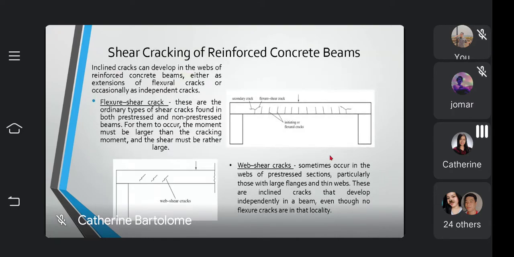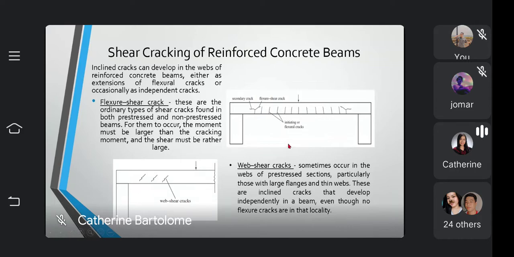So let's look at the different shear cracks of reinforced concrete beams. Inclined cracks can develop in the webs of reinforced concrete beams either as extensions of flexural cracks or occasionally as independent cracks. So it's very important that you know what type of crack is happening in any structural member, because as we discussed in prelims, shrinkage and creep cracks are not critical. But if you see a shear crack in a concrete beam, that's critical already.